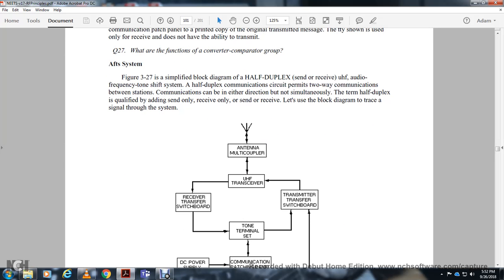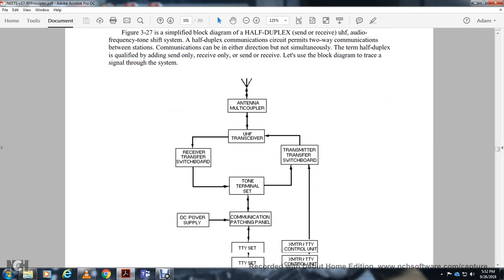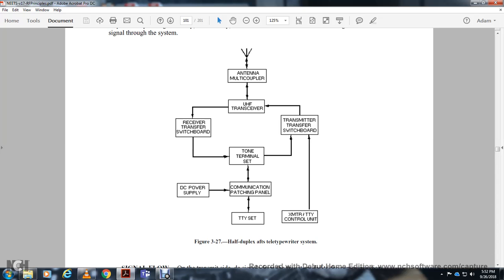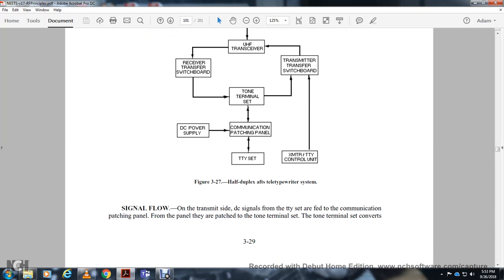Antenna multicoupler, ultra high frequency radio transfer switch, terminal tone set, transmitter switchboard, back to the high frequency set. The teletypewriter control unit goes to the transfer switchboard. The tone terminal set goes to the communication patching panel, while the DC power supply goes to the communication panel and the teletypewriter set.